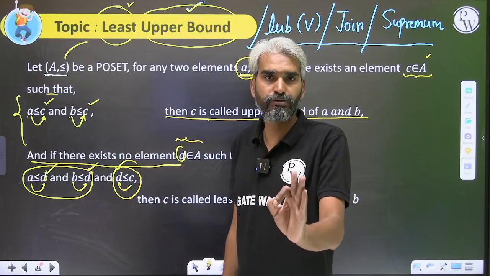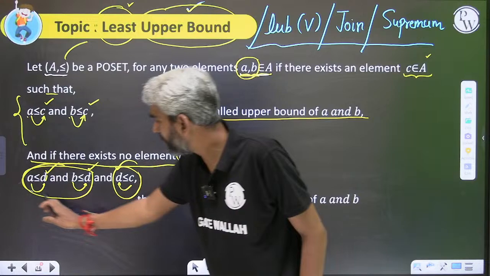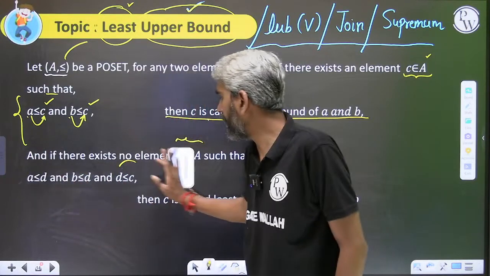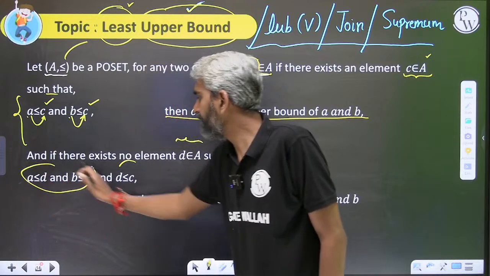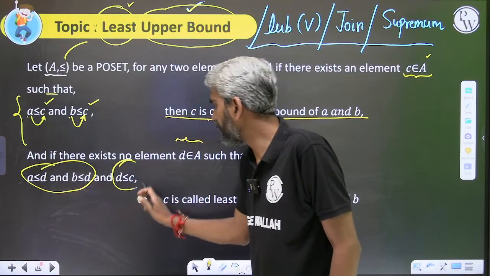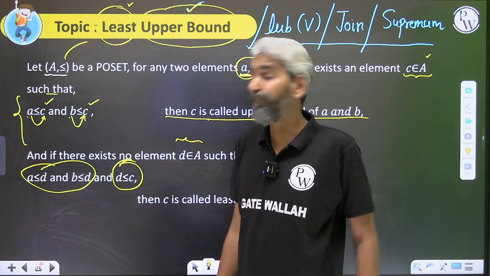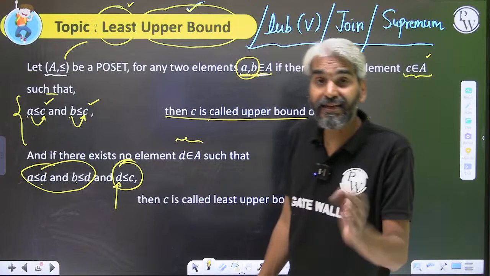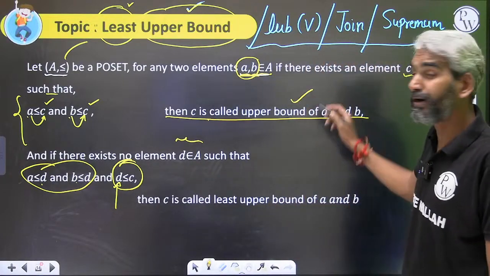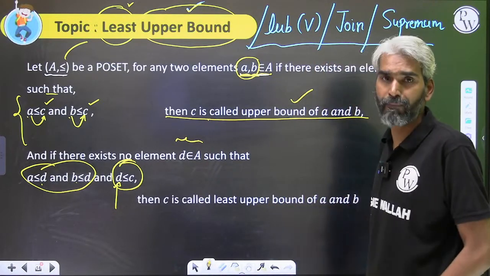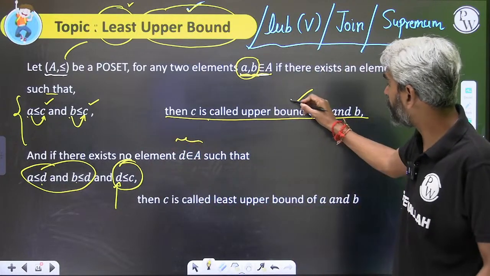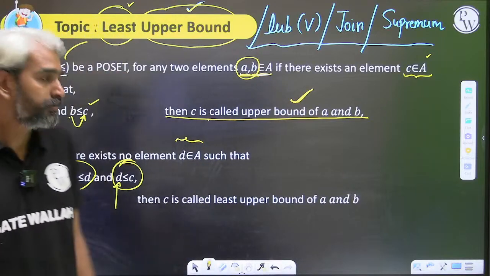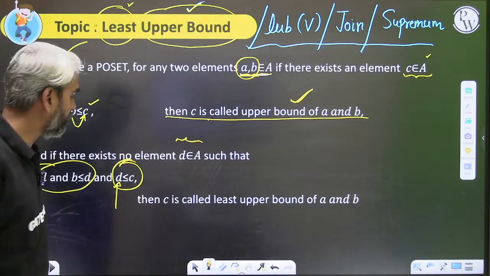Then we are actually trying to say that there is no upper bound of A and B which is at the lower side of C, because this is the definition of upper bound. That is, there is no upper bound of A and B which is smaller than C. Then in that case, we already know that C is the upper bound, but if there is no other upper bound of A and B which is at the lower side of C, then C will eventually become least of all the upper bounds.